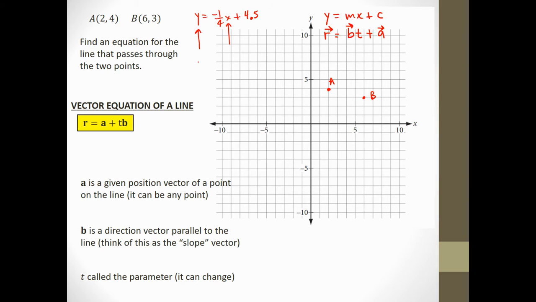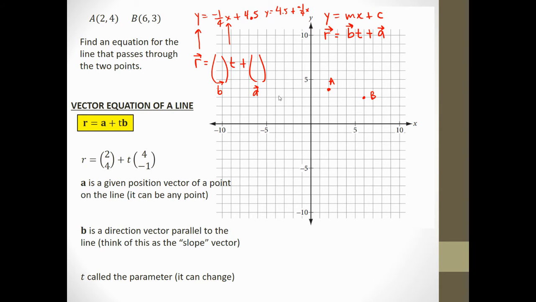So when you have a vector equation of a line, you're going to have R equals some vector here times T plus another vector here, where this is B, the B vector, and this is the A vector. You can also switch it around, just like you can switch this equation around and say y equals 4.5 plus negative 1/4 x. The order doesn't matter, so just watch out for that.